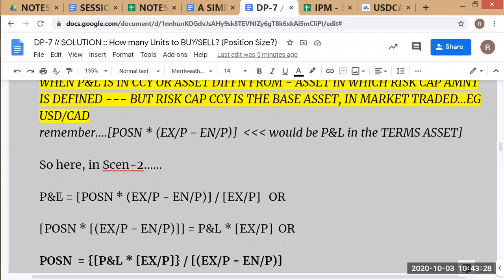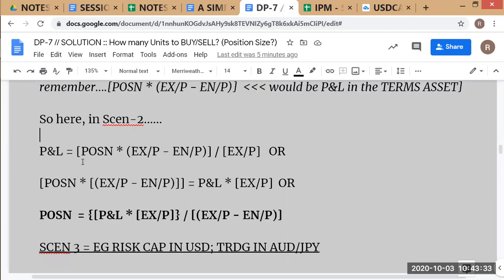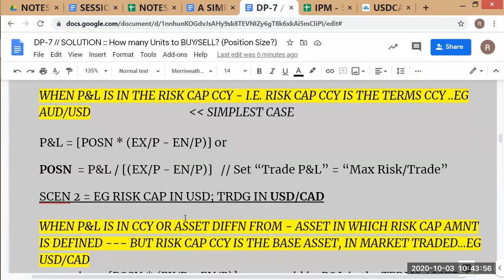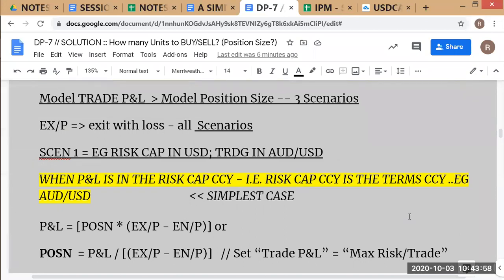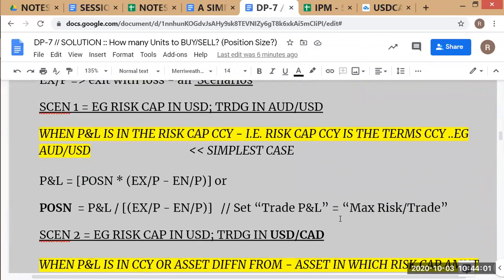The modeling of the trade PNL, because once you model the trade PNL, then you just flip it around and cross multiply, etc., and then you model the trade position size. Okay? And you set the trade PNL equal to the maximum risk per trade, which has also been modeled earlier as a function of investment capital, I cap and R cap, and number of losing trades. Okay. So once you've done all this, the basic structure of the equation, you can even start from the simplest case of scenario 1.